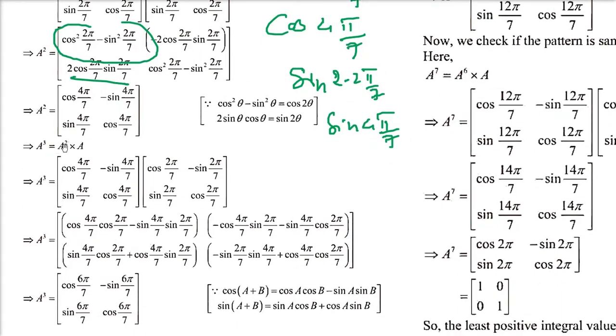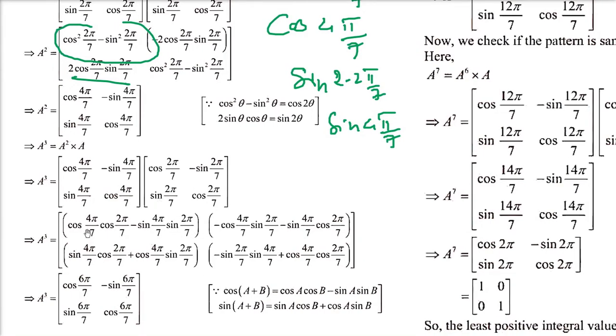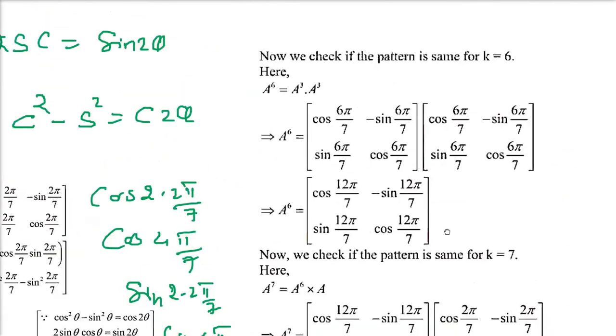Now A cube will be A square into A. Why we are doing A cube? Because the question is saying to check each and every of them. So we'll multiply this. When you multiply, I hope you'll be able to multiply properly. Then there will be an equation we have to use. That is cos A cos B minus sin A sin B will come, if you take negative from here outside. And then we have the sin A cos B plus cos A sin B. So you have to write cos A plus B and sin A plus B in place of cos A cos B minus sin A sin B and the other equation.